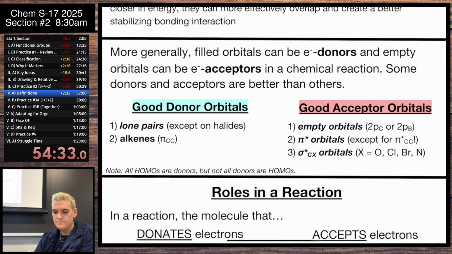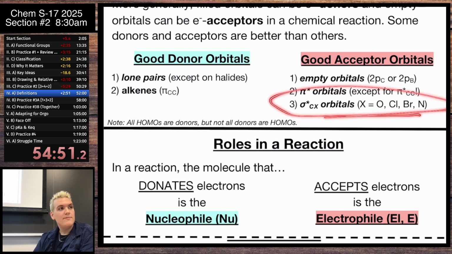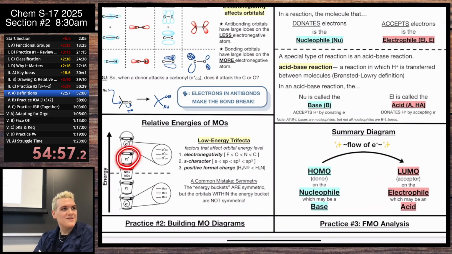If there is a pi star CC and a sigma star CX, would we say that the pi star CC is a good acceptor? So this is where it gets a little bit hairy. In terms of actual reactivity, it would probably be the sigma star CX. But that goes against what we said earlier, that our pi star is always going to be higher in energy. And it's because this is one of the lies that we tell you.